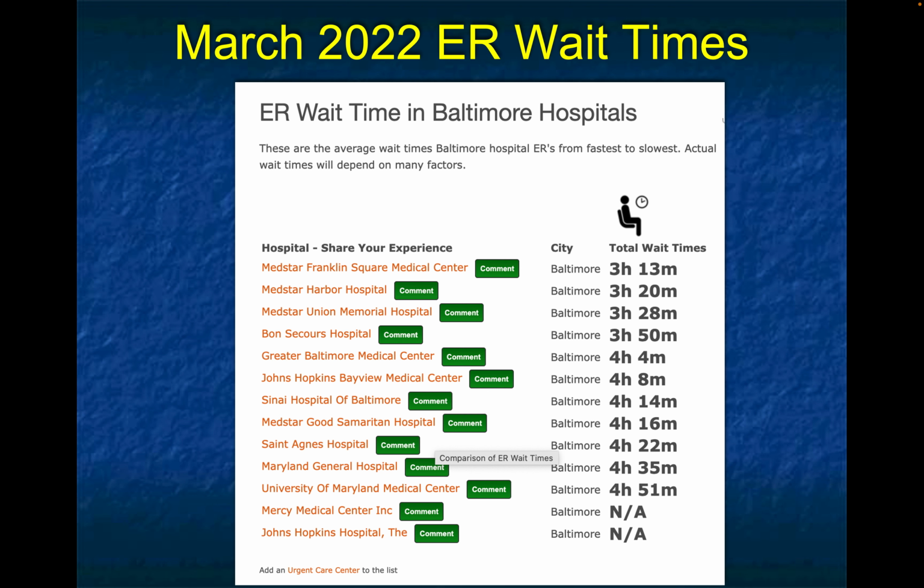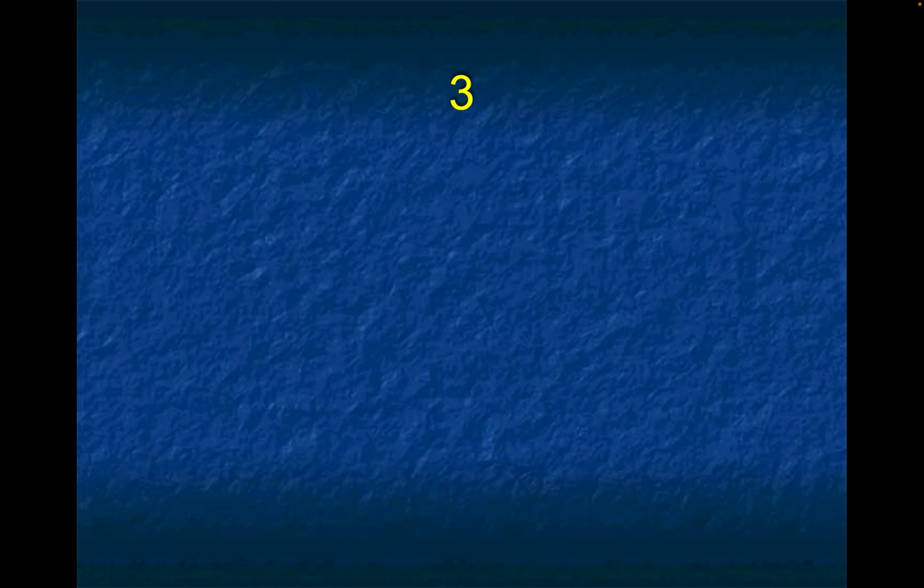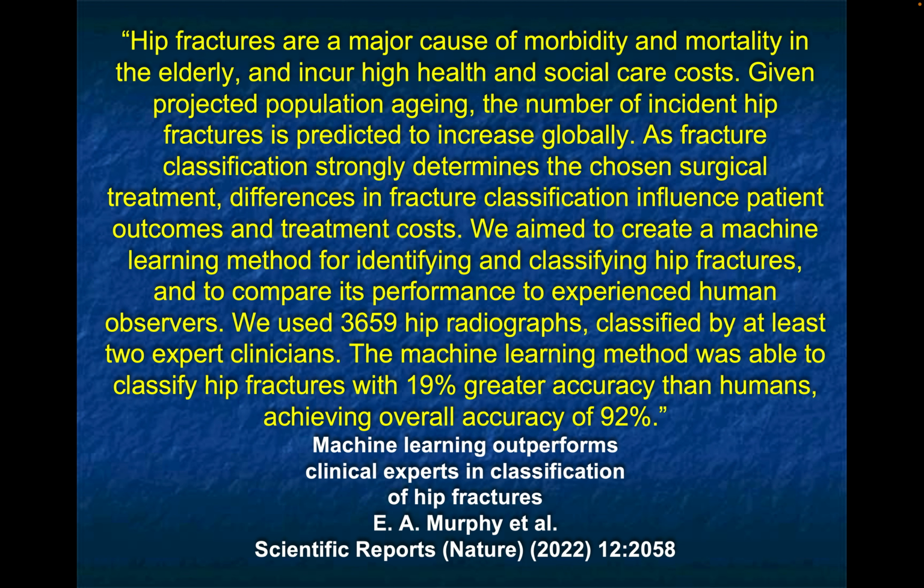And can we incentivize to decrease the difference? Number 3, a practical thing. Machine learning outperforms clinical experts in classification of hip fractures. Hip fractures are a major cause of morbidity and mortality in the elderly, with high health and social costs. Can we do better? Can machine learning identify and classify fractures? And can their performance be equal to or better than humans?